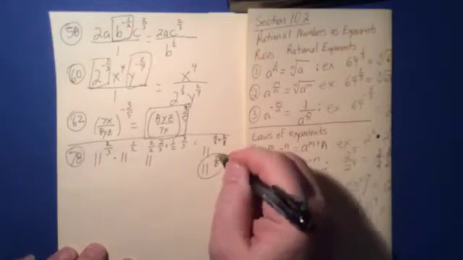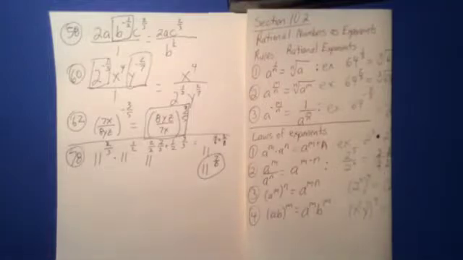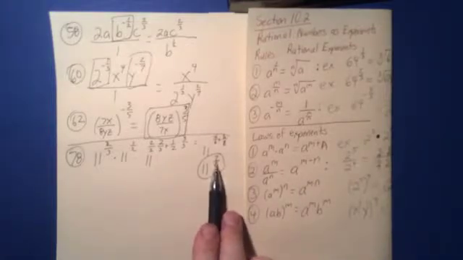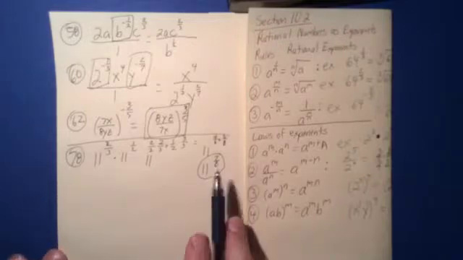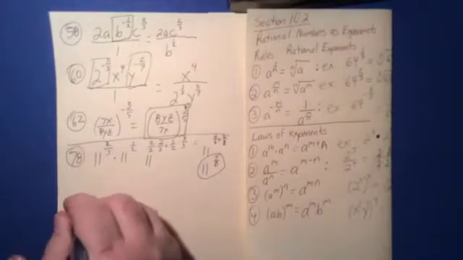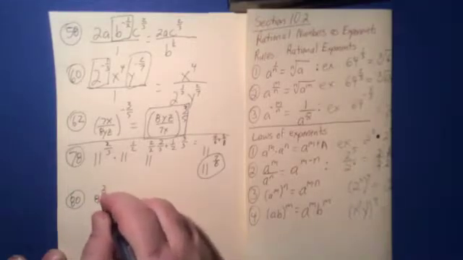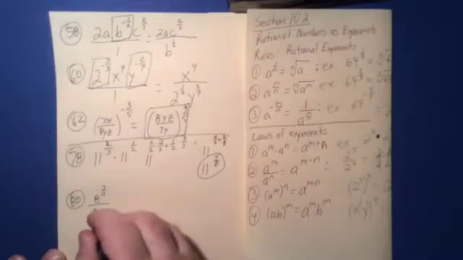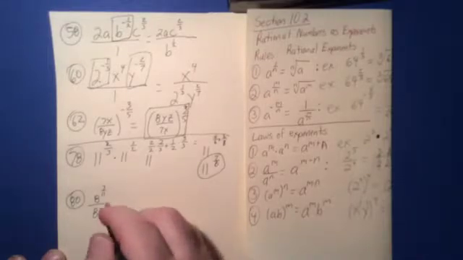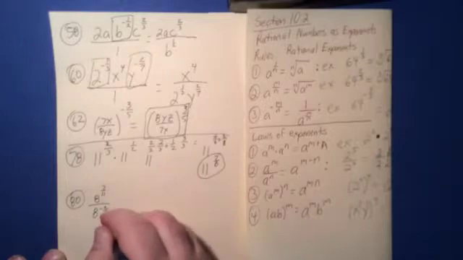And no one is looking for you to take the 6th root of 11 and take the 7th power of whatever that root is. They just want this in simplest form with the rational exponent here. Okay, and let's take a look at another such example. Let's take a look at number 80 now. If we have 8 to the 7/11 divided by 8 to the negative 2 over 11.